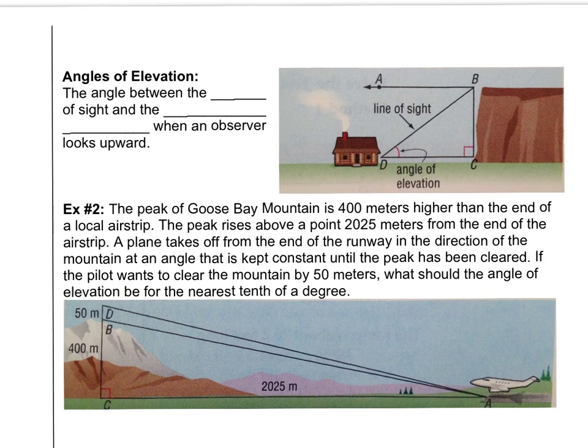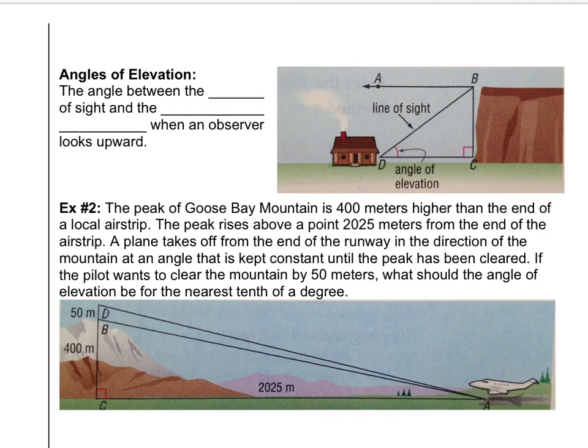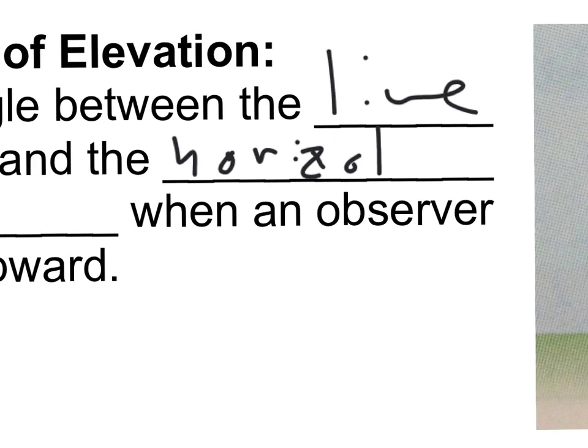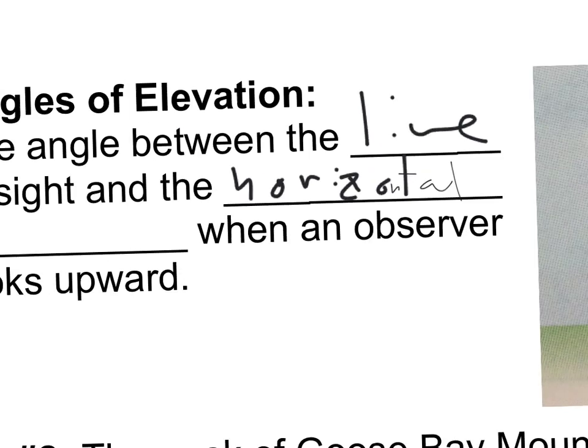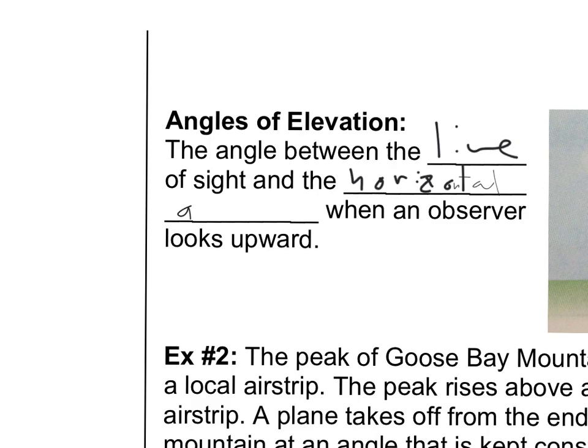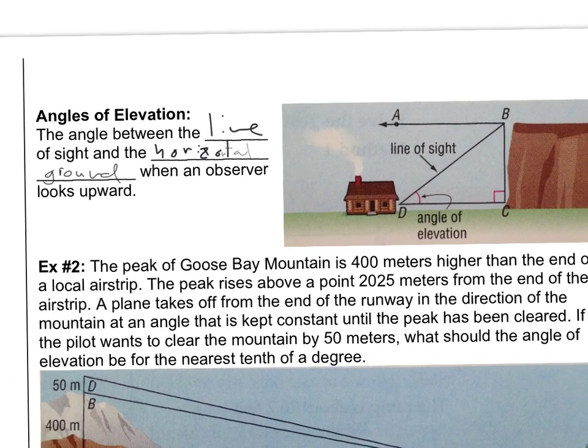All right, so now we get to apply this to some real life problems. This is where it gets real fun. First, a little vocabulary here. It says angles of elevation. This is the angle between the line of sight and the horizontal ground, when an observer looks upward. Sorry, my handwriting's pretty bad here. Let's try it again. So we got a little picture here to demonstrate it. Here's the horizontal ground. Here's the line of sight. So the angle of elevation is talking about this angle.